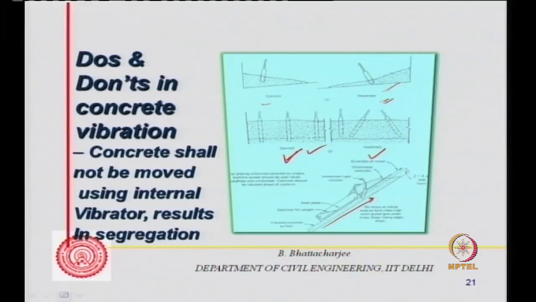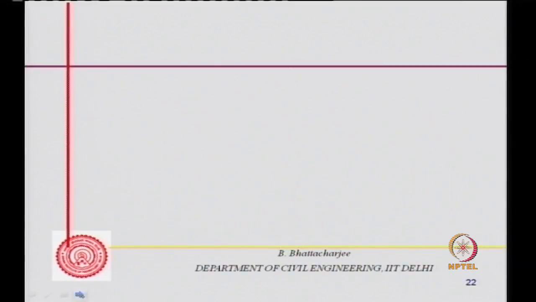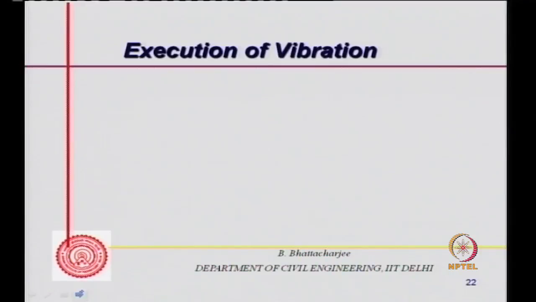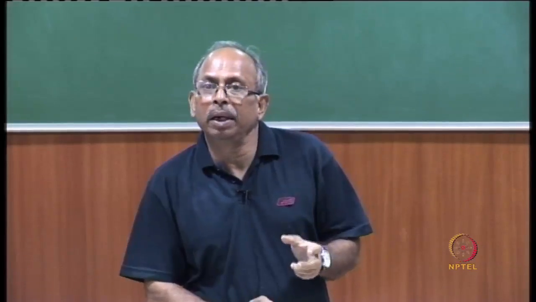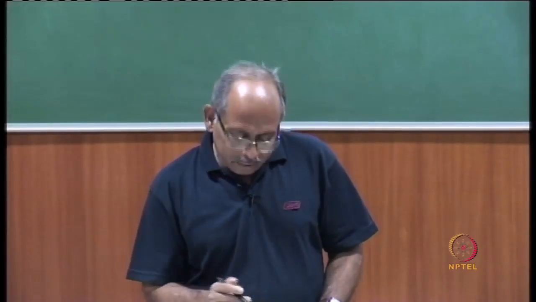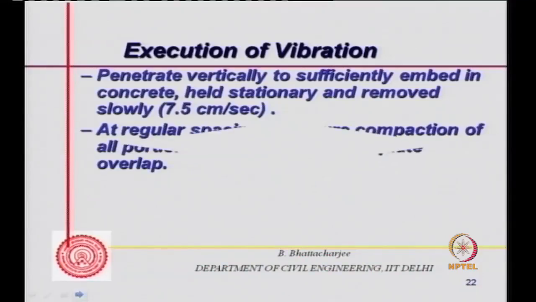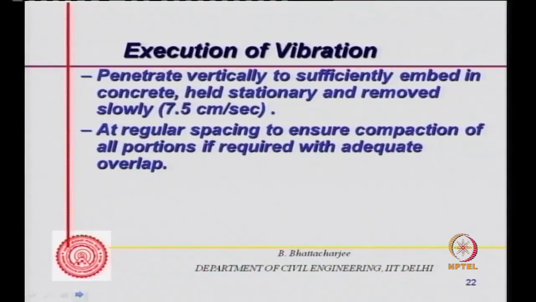The concrete should not be moved using an internal vibrator, which can result in segregation. That means penetrate vertically to sufficiently embed it in the concrete, hold it stationary, and remove slowly, say 7.5 centimeters per second is a good, slow velocity, though one may not be measuring it. But the idea is that when you are taking out the vibrator, it should be taken out slowly.